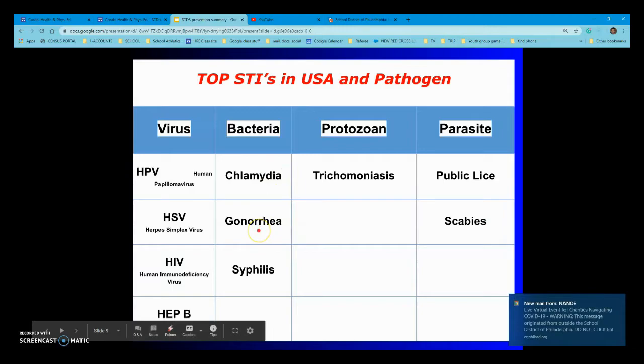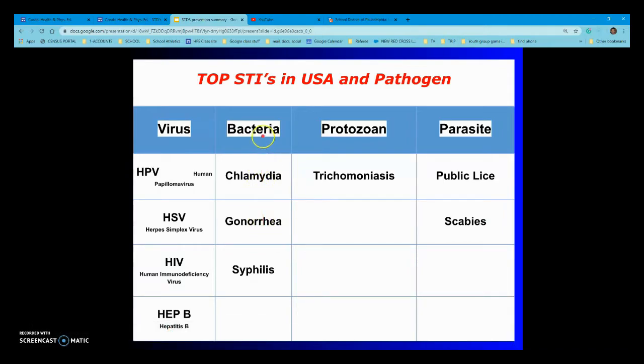Chlamydia and gonorrhea are the 2 most spread bacteria-caused STDs in the country. That's why they're 1 and 2, just like HPV is the most spread virus-caused STD in the country. Chlamydia and gonorrhea both have similar symptoms. They can both be asymptomatic. They're easily treated by antibiotics, but you need to get tested to be able to get the treatment.